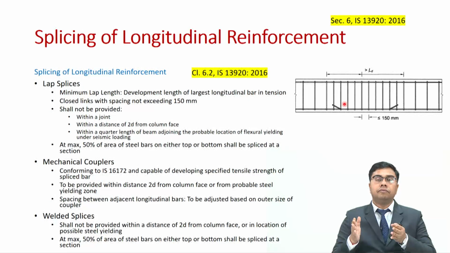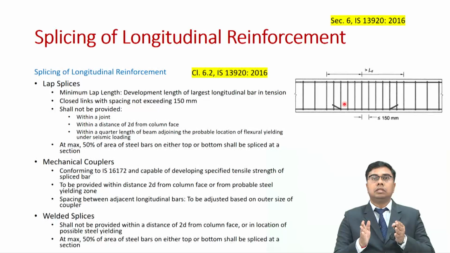Okay, further on, wherever you are expecting that there will be a formation of plastic hinge or flexural yielding will happen in case of seismic loading, then near to that point, up to a quarter length of beam, you cannot have the lap splice. Okay, so that way you are already limiting the zone of lap splicing.